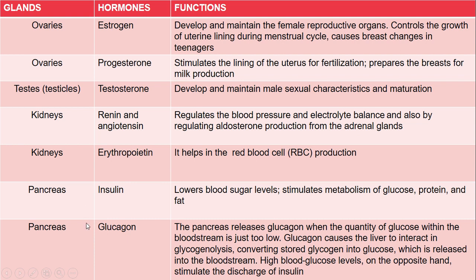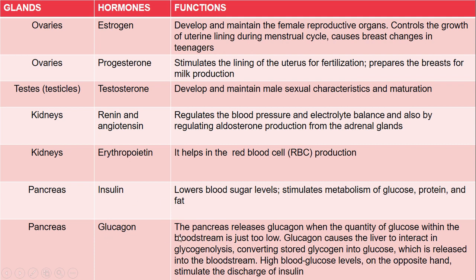The last one is the pancreas. Two things are produced: insulin and glucagon. As everybody knows, when the blood glucose level rises, insulin is released and it lowers the blood sugar levels. It stimulates the metabolism of glucose, proteins and fat, so it helps in the chemical changes of glucose, protein and fat. This is what insulin helps with.